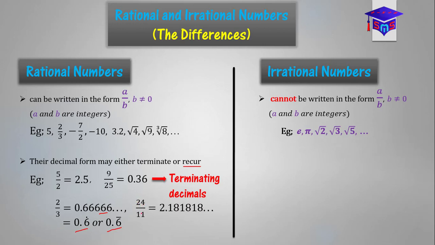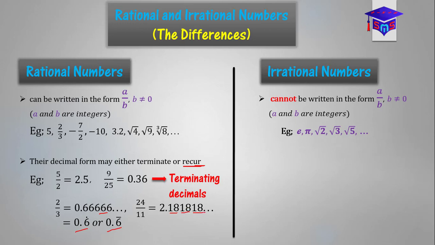24 over 11 is also a rational number. It's in the form a over b, of course. We change to decimal, that's the decimal form, 2.181818. It continues to infinity. That's what we refer to as recur. It keeps reoccurring. And then the repeating pattern of this number is 1 8. You see, 1 8 1 8 1 8.